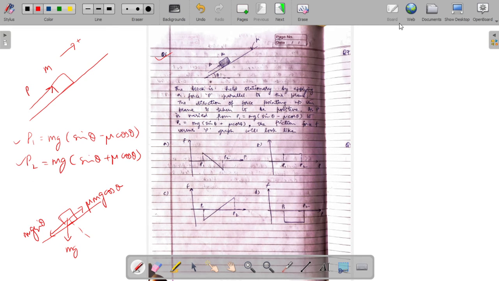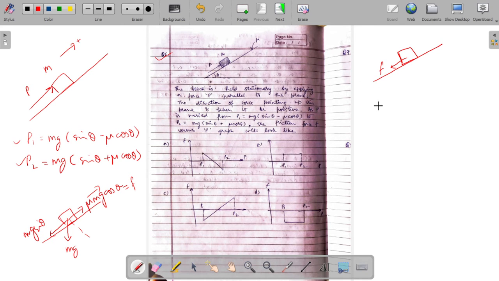In that case, we would say that the value of P2 is so high that the block is going to be driven in upward direction. So the friction would act in downward direction in that case. So in the first case, the friction was acting in upward direction, and in the final case, the friction would act in downward direction because the value of P2 is so high.